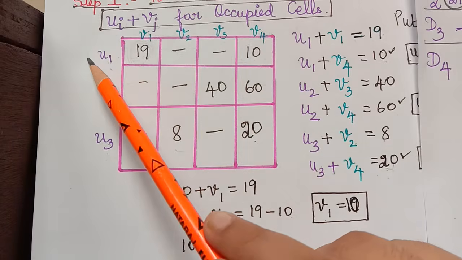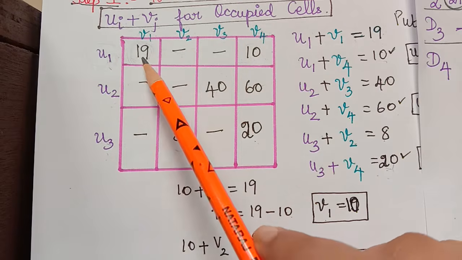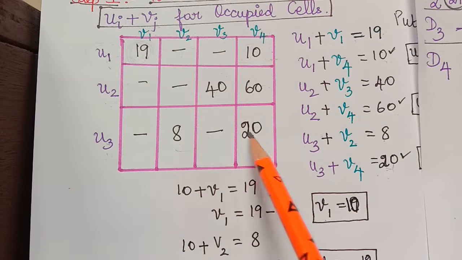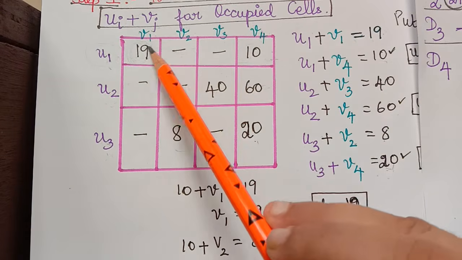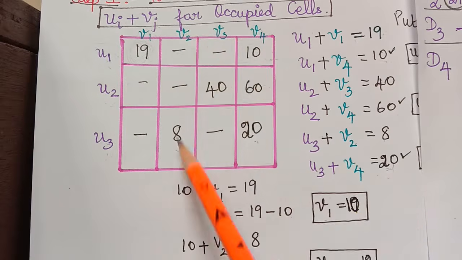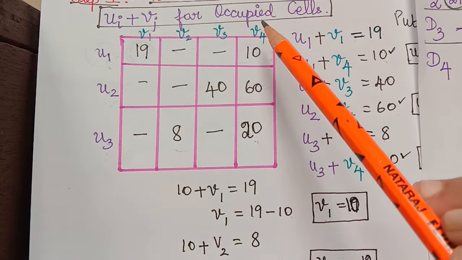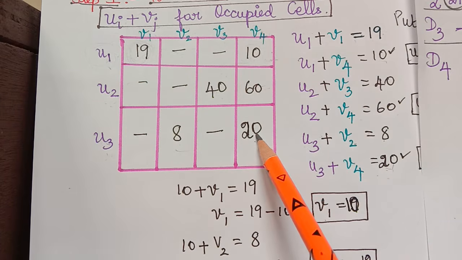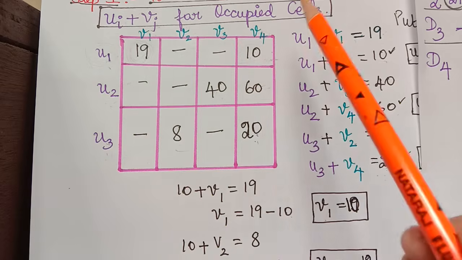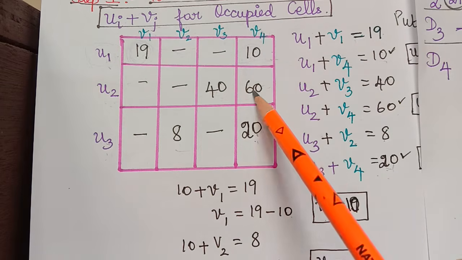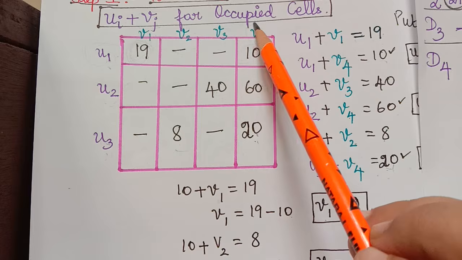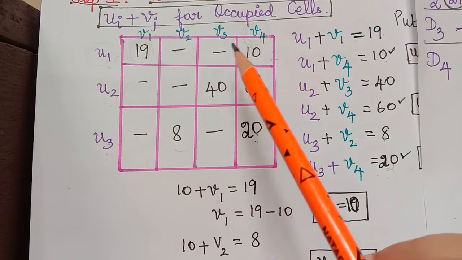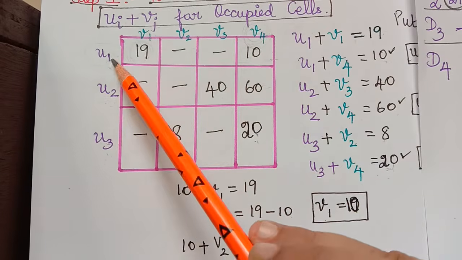Now how many allocations does the row u1 have? It has 2 allocations. U2 has 2 allocations. U3 has 2 allocations. V1 has 1 allocation, V2 has 1 allocation, V3 has 1 allocation, V4 has 3 allocations here. Now which variable has the maximum number of allocations? V4 has 3 allocations. So we have to assume V4 to be equal to 0, and using that we have to evaluate the values of other variables.